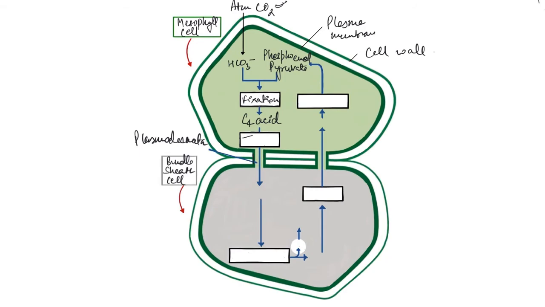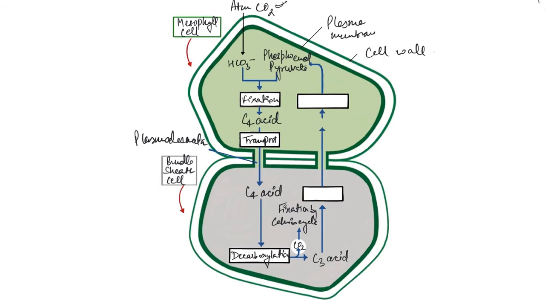Then this C4 acid is transported to the bundle sheath cells. Now here we have decarboxylation happening. Because of this decarboxylation, the C4 acid changes into C3 acid and we have carbon dioxide released which is fixed into the Calvin cycle. And now here in the bundle sheath cell, the Calvin cycle is happening.